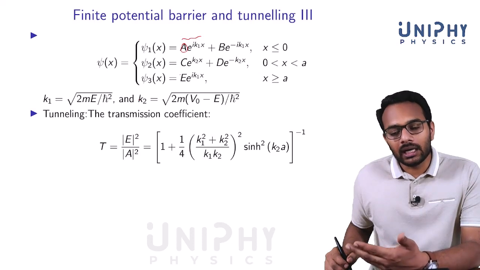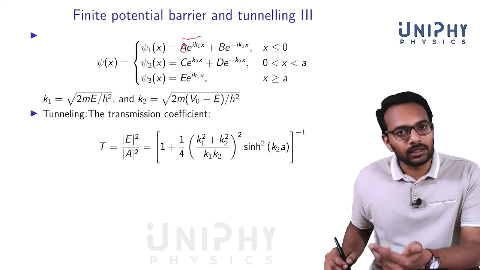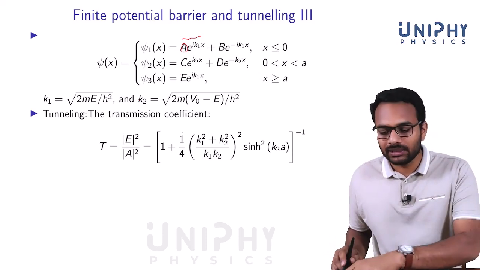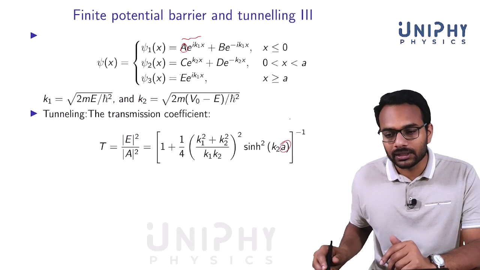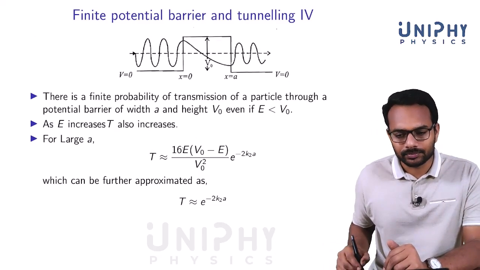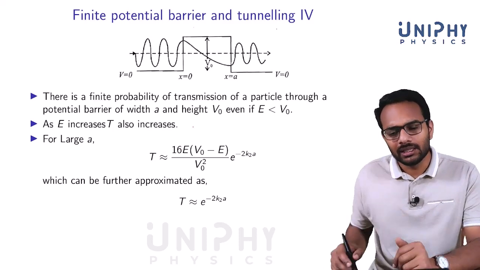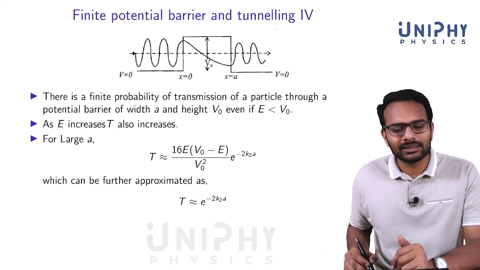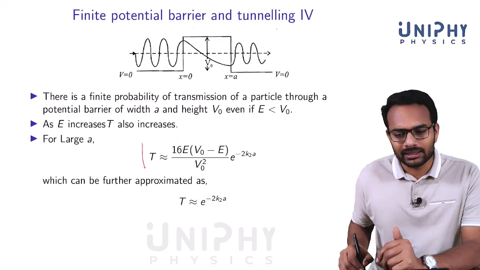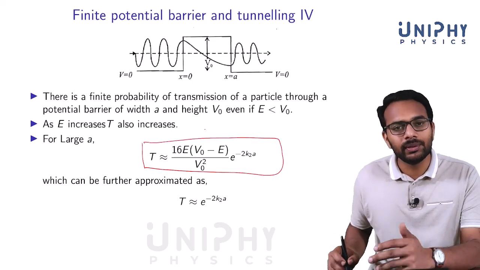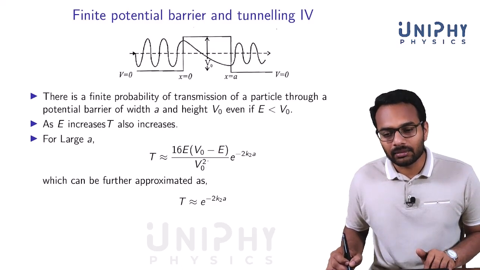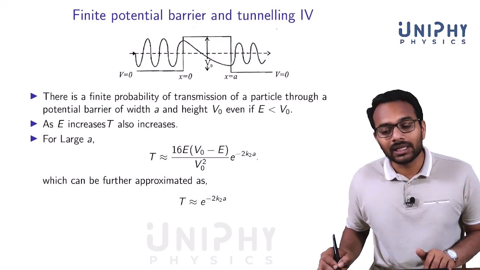If you are asked to find the tunneling probability, it's just a matter of applying this equation, given all the variables. We need the width here; A is the width of the barrier. But this can be approximated for large A, which is the case we'll be seeing most of the time, to a simpler formula. I think this is the one we will have to memorize and use in solving problems. It's 16 E (V0 minus E) divided by V0 squared, times e raised to minus 2 k2 a.